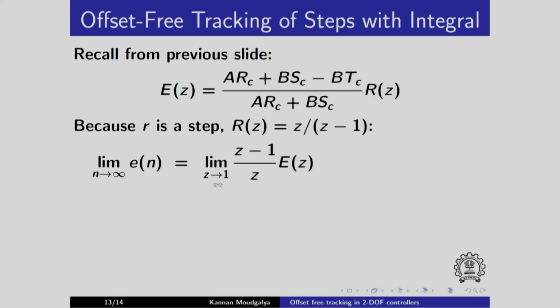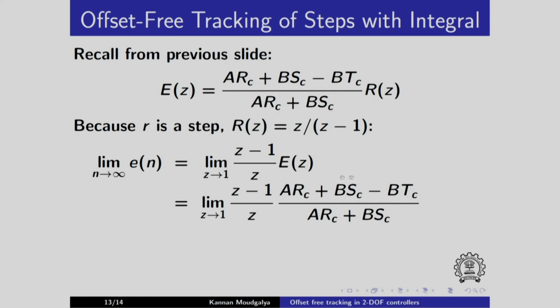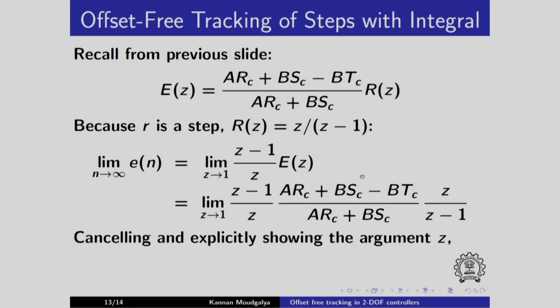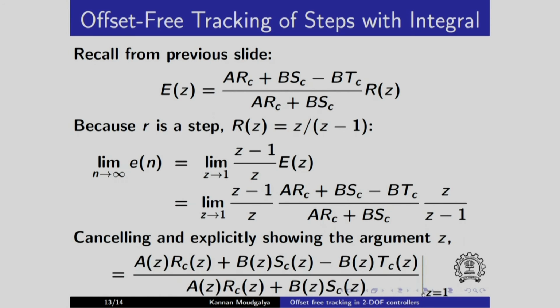We use the final value theorem here and let us substitute for E of Z from here. So E of Z has two parts, here is the first part, the second part is R of Z, and for R of Z I will substitute Z over Z minus 1. Now I can cancel this Z and Z, Z minus 1 and Z minus 1. What I have is the middle term, and in that I will explicitly show the argument Z, and this is to be evaluated at Z equals 1 because we are taking the limit as Z going to 1.